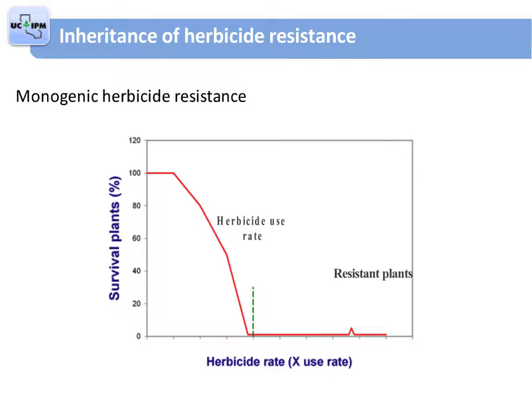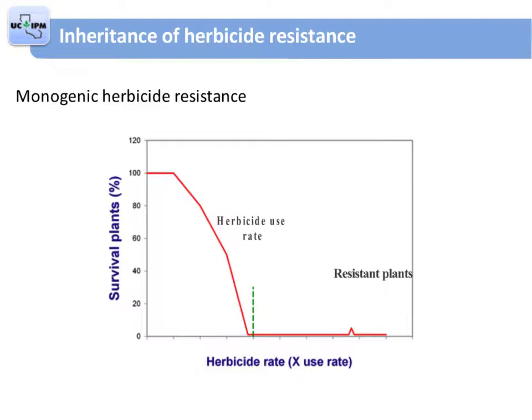If you apply the full 1x rate, you're going to kill almost all of the population because most of the population is on the left end, susceptible to the herbicide. You have 1 or 2 plants on the right end that have a level of resistance to that herbicide and can survive. If you go through a couple of cycles, the frequency of resistant plants is going to go up and up and up, and eventually become a subpopulation.